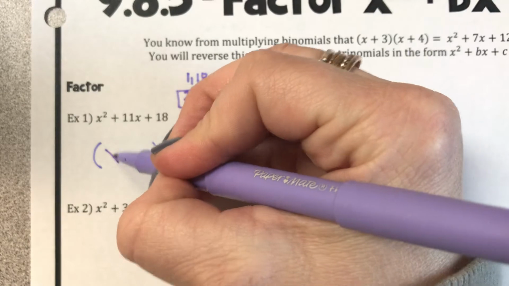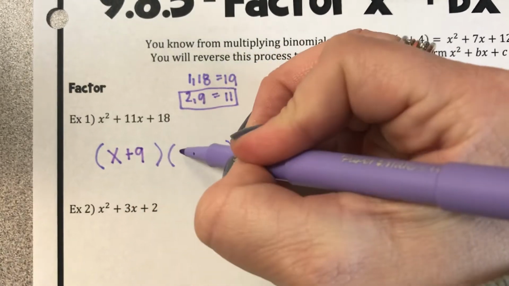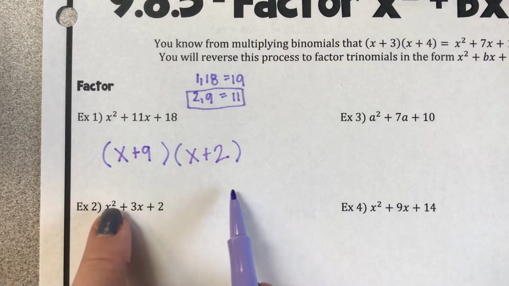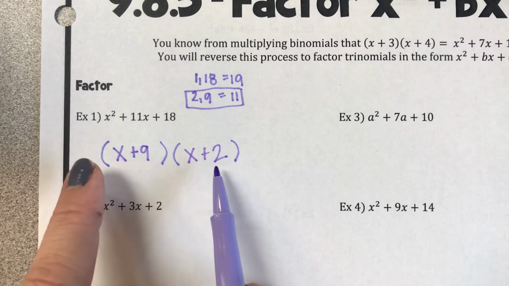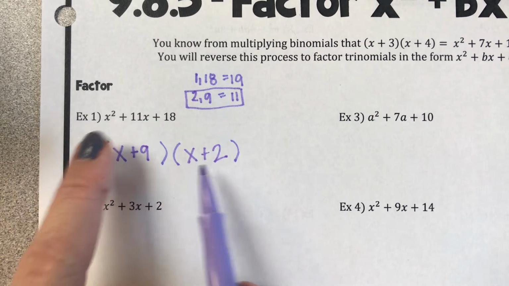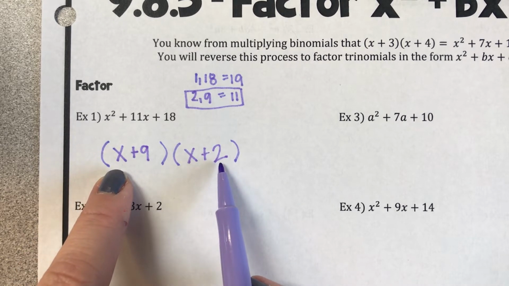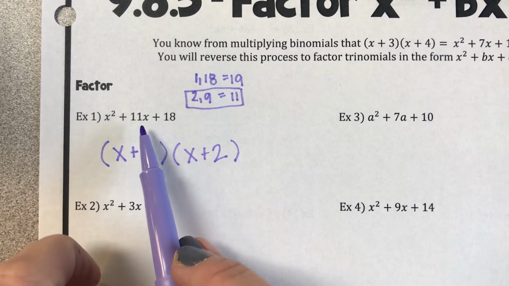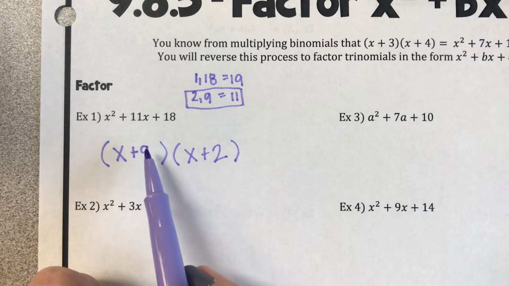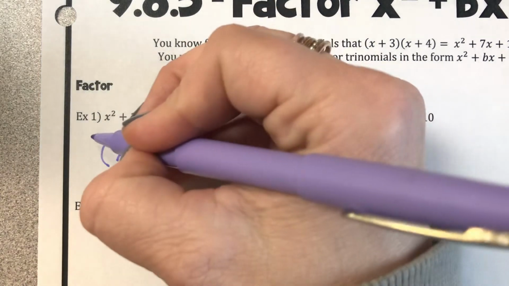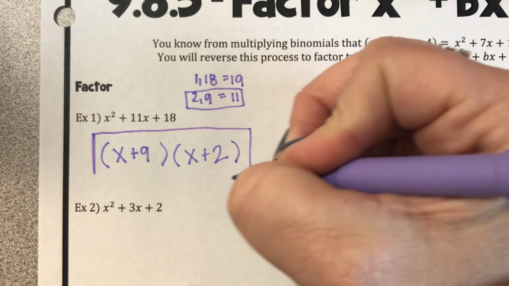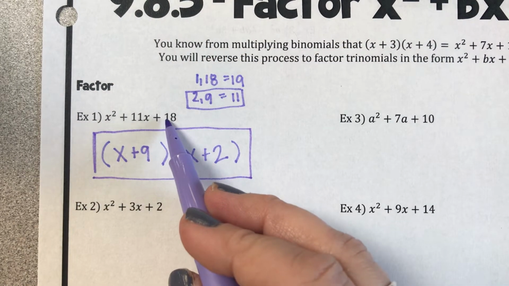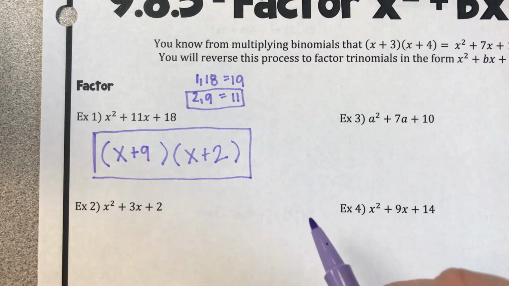And here's why that's important. Now, we could set this up as x plus 9 times x plus 2. And if we were to use FOIL, we would have x times x is x squared. x times 2 is 2x. 9 times x is 9x. And look at that. 2x plus 9x is 11x. And 9 times 2 is 18. So this is our answer. We found the numbers that when you multiply them, you get 18, this last term, and when you add them, you get this middle number.